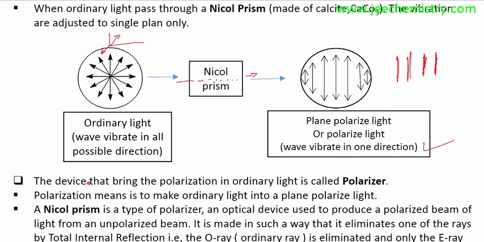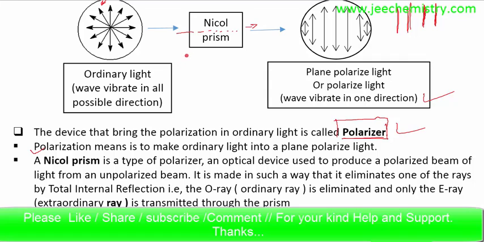And the device that brings polarization in ordinary light is called a polarizer. We have to learn about the polarizer. Polarization means making ordinary light into plane polarized light. Nickel prism is a type of polarizer. This is a nickel prism. By passing through the nickel prism, the light comes out as plane polarized light. So nickel prism acts as a polarizer, because the device that brings polarization in ordinary light is called a polarizer.